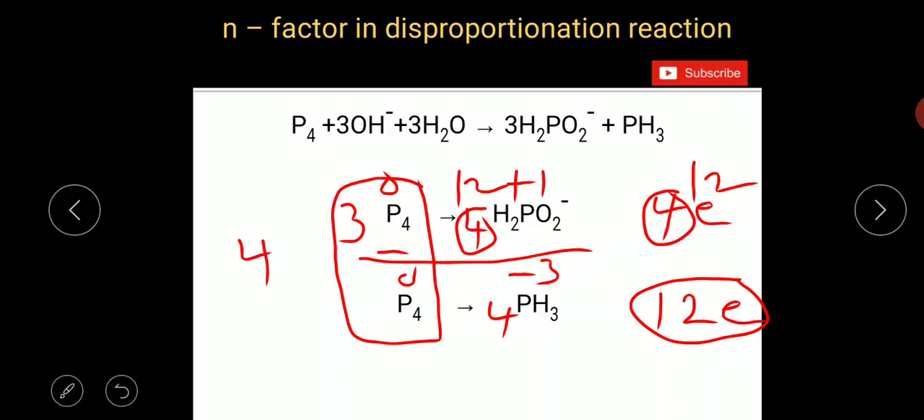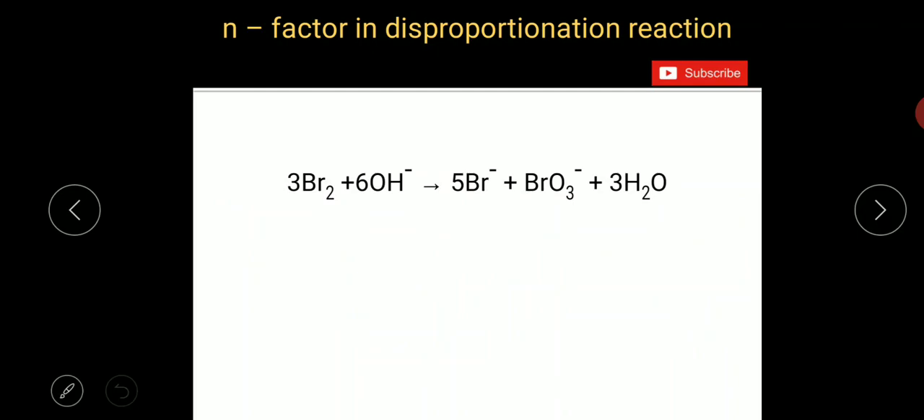And how many moles of electrons got transferred? 12 moles of electrons. And what is n factor of an oxidizing agent or reducing agent? Number of moles of electrons transferred per 1 mole of the reagent. You got 4 moles of phosphorus here. So 12 by 4 equal to 3. So n factor of P4 in this reaction is equal to 3.